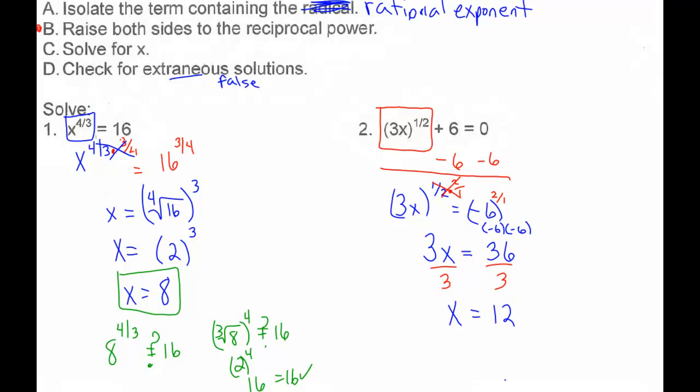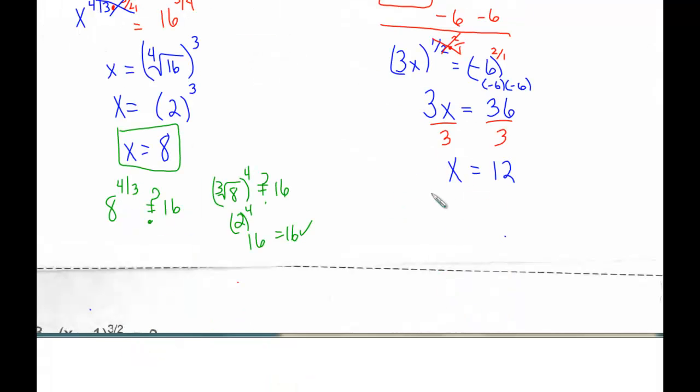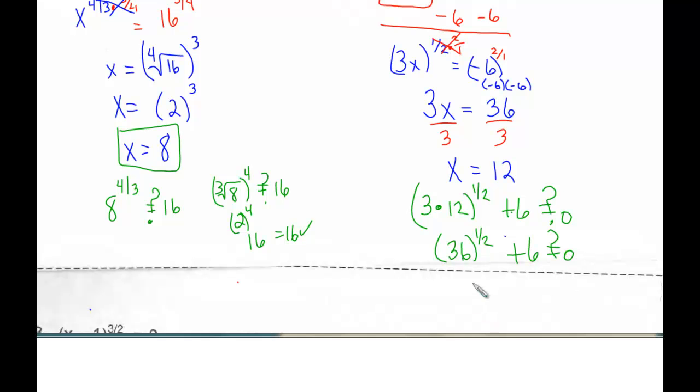Now let's check our solution to see if this works. 3 times 12 raised to the 1/2 power plus 6. I need to see if this is equal to 0. So I have 36 to the 1/2 power plus 6. So the square root of 36 is 6, and 6 plus 6 is not equal to 0. So this is not a solution, and this problem has no solution.